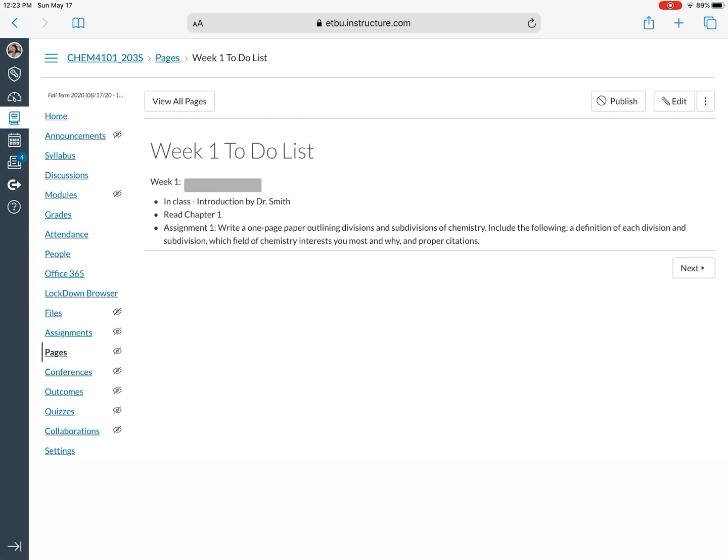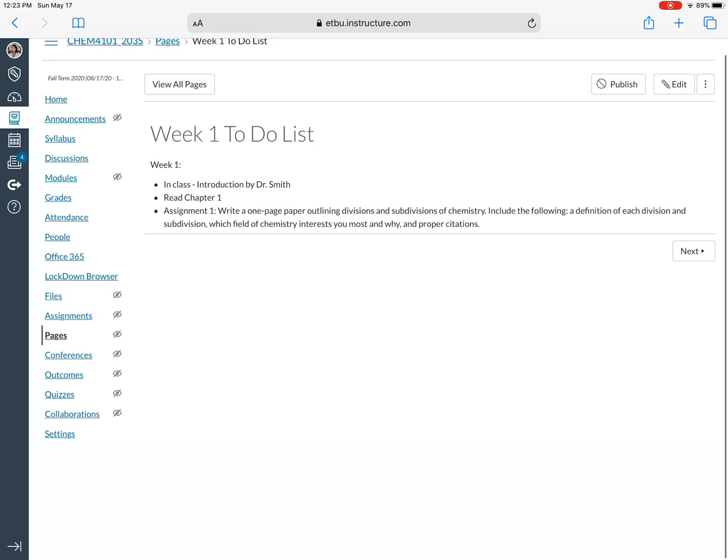So in class, introduction: this is what we're doing new this week. This is your introduction into the course, and what you are assigned to do is to read chapter 1 in your textbook. Then you will complete assignment 1, which is to write a 1-page paper outlining divisions and subdivisions of chemistry. Include the following: a definition of each division and subdivision, which field of chemistry will interest you the most and why, and make sure you use proper citations.